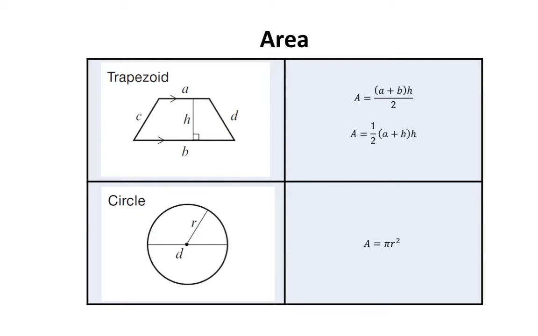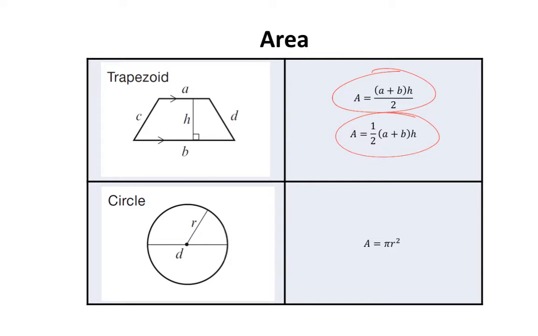Here are the area equations for trapezoid and circle. For the trapezoid, there are two equations which mean exactly the same thing and which will give you exactly the same answer. Over here, I have area is equal to a plus b, then multiplied by h, and then divided by 2. While over here, I have 1/2 multiplied by a plus b, then multiplied by h. You'll get the exact same answer for either equation.